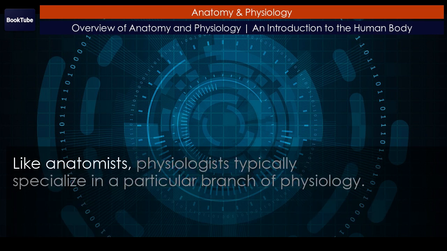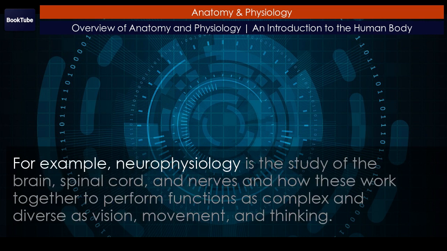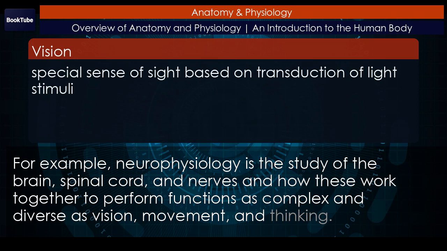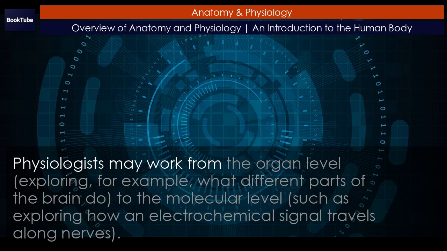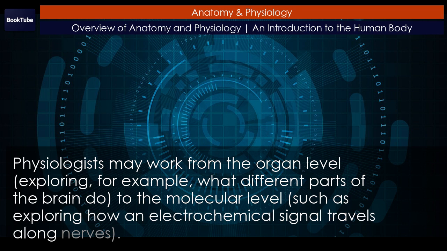Like anatomists, physiologists typically specialize in a particular branch of physiology. For example, neurophysiology is the study of the brain, spinal cord, and nerves and how these work together to perform functions as complex and diverse as vision, movement, and thinking. Physiologists may work from the organ level, exploring, for example, what different parts of the brain do, to the molecular level, such as exploring how an electrochemical signal travels along nerves.